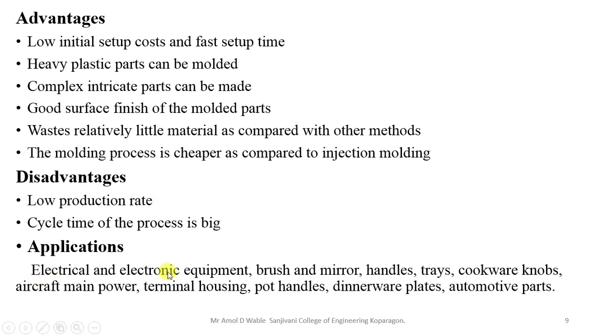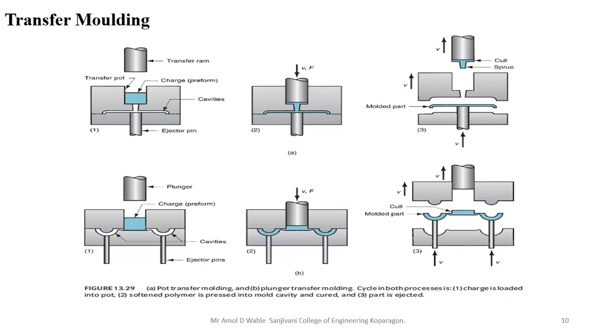Then applications: electrical and electronic equipment, brush and mirror handles, trays, cookware, knobs, aircraft and main power terminal housing, pot handles, dinnerware plates, automotive parts; those can all be made by the compression molding process. Generally, according to its working condition, you can manufacture components which are simple in shape and large in volume. Just keep in mind that plastic components which come under the large volume shape can be made by the compression molding process.